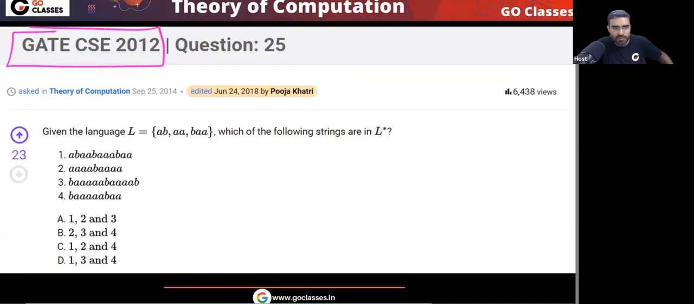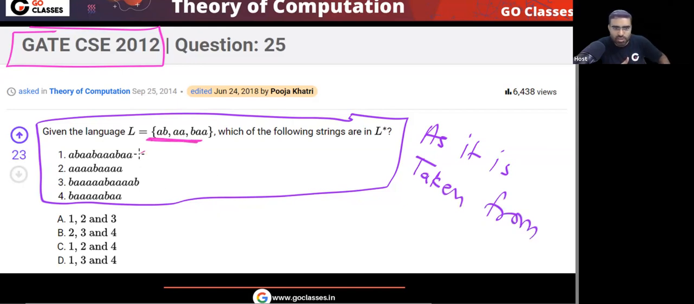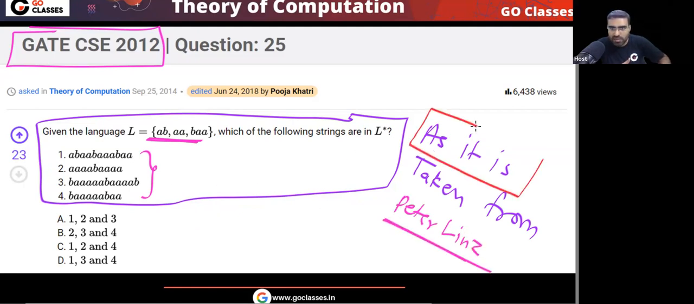Anyway, do you remember where this GATE question is taken from? This is as it is taken from Peter Linz. Let me tell you, not even a word changed. The question, all the options, everything is the same. Please mark this, as it is. Nothing is changed. This line is also the same. Everything is the same. As it is, this question is taken from Peter Linz.